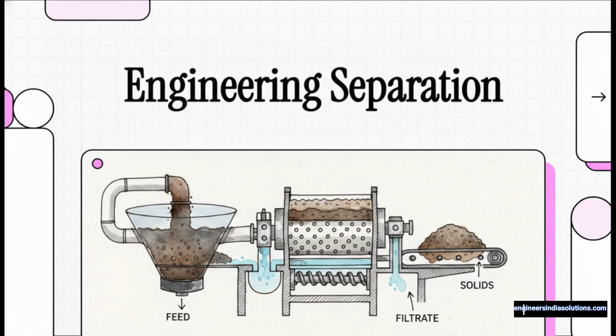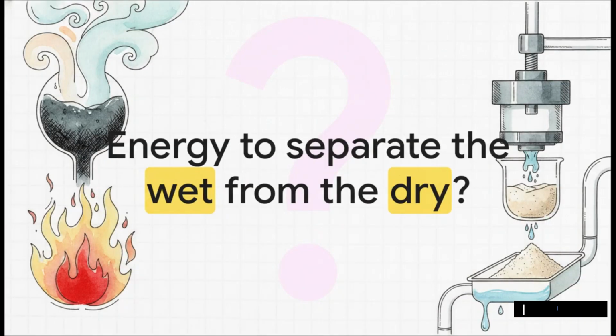comes together. To kick things off, I want you to consider a seemingly simple question. How much energy does it actually take to separate the wet from the dry? Just imagine you've got this wet slurry of material, and you need to get it down to a completely dry powder. Your very first instinct? Probably just boil it, right? Use heat, evaporate the liquid away.